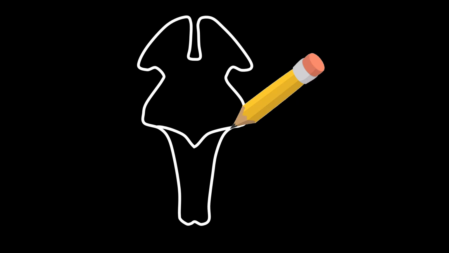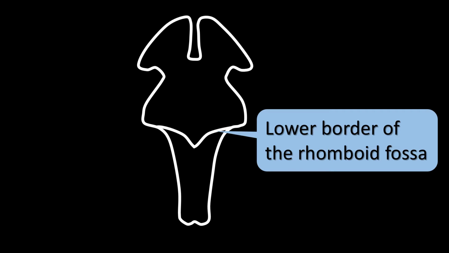Next, take the pencil again and about the middle of the structure, draw a line slanting downwards and then up to the other side to end up in about the same level as in the side you started it on. This is the lower border of the rhomboid fossa.